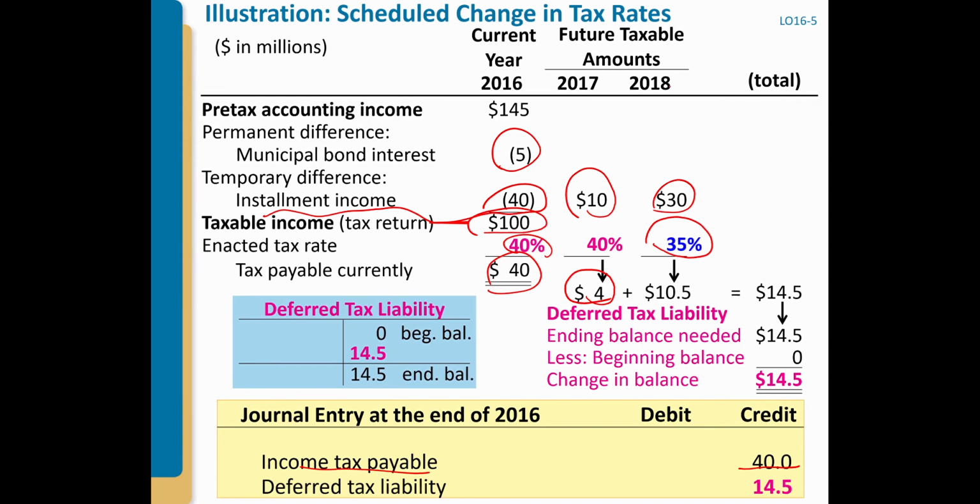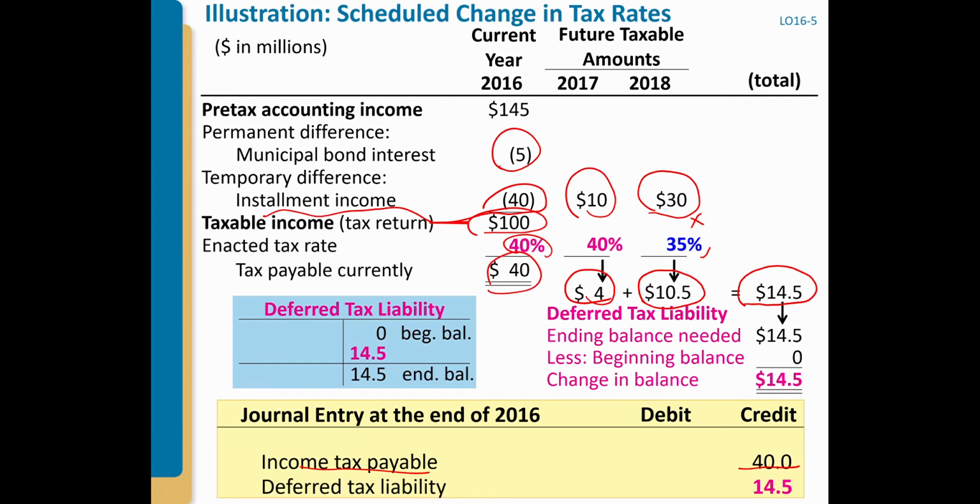So how about 2018? In 2018, the tax we need to pay is on the 30, right? So the tax rate is 35%. So 35% times 30 million, you get 10.5. Okay, so that is our tax obligation. We add those two together, so that's how we get 14.5. So 14.5 should be our total tax liabilities. Okay, we call it deferred tax liability.